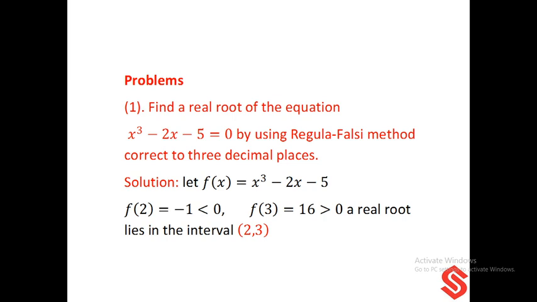So compared to f of 3, that is 16, f of 2 is equal to minus 1 is nearer to 0. So we can expect a real root in the neighborhood of 2. So instead of taking the interval 2, 3, first you try to get the values of f of x at x is equal to 2.1, 2.2, 2.3, etc. Again we may get any two consecutive numbers for which the function f of x has opposite sign.